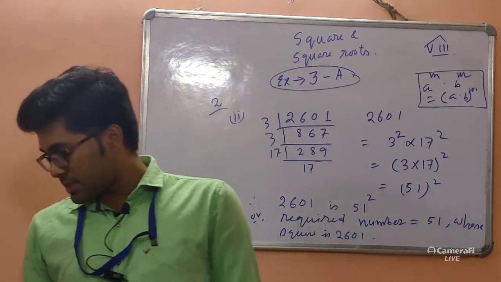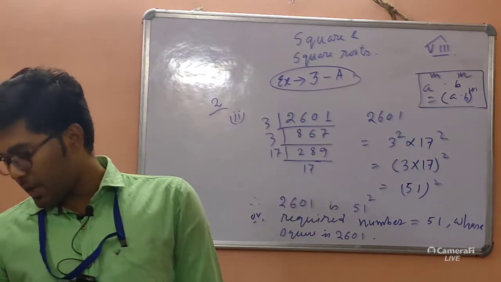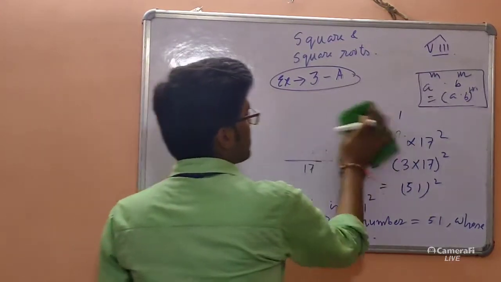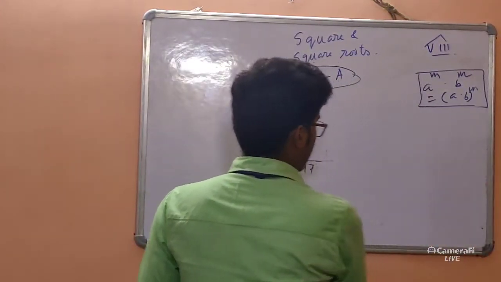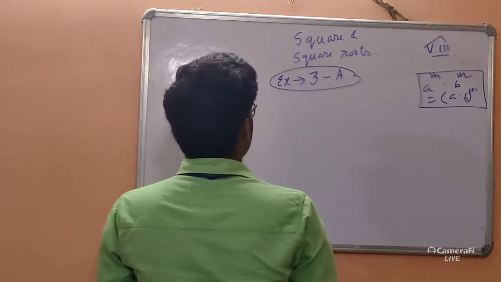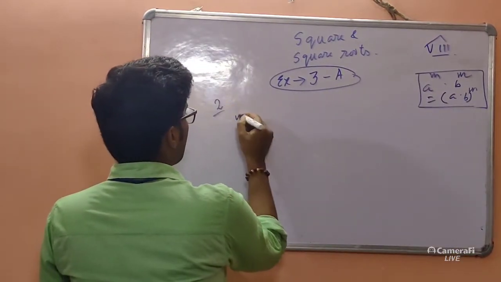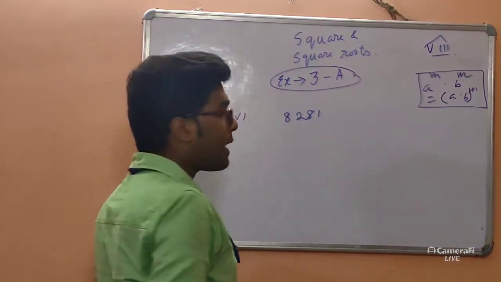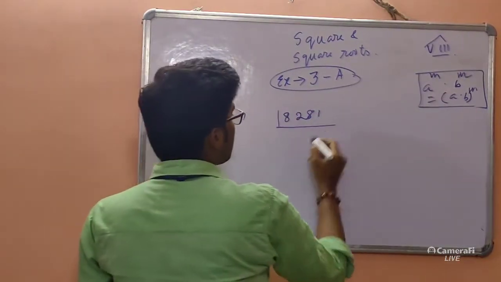doing exactly like this. Suppose we are doing 2 ka 5, 8281. Similar way, factorize.